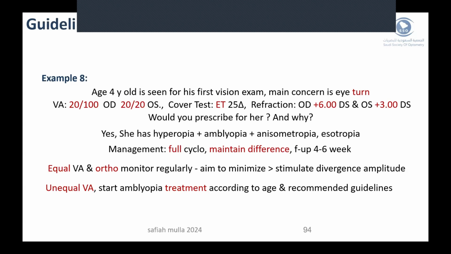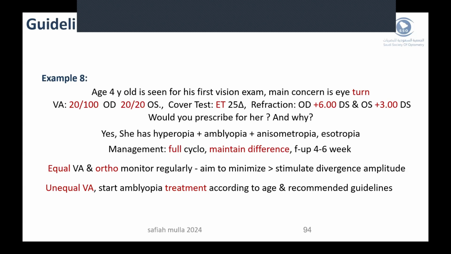Then you start patching the good eye and waiting for the child to be comfortable with you. Maybe the next visit when he comes, he will be more cooperative, more comfortable. He knows you now, so you can start patching in this situation. However, if the child is cooperative and you can get the refraction, and it is fine, and you are sure of the measurements you have, then you don't patch the eye from the first time.